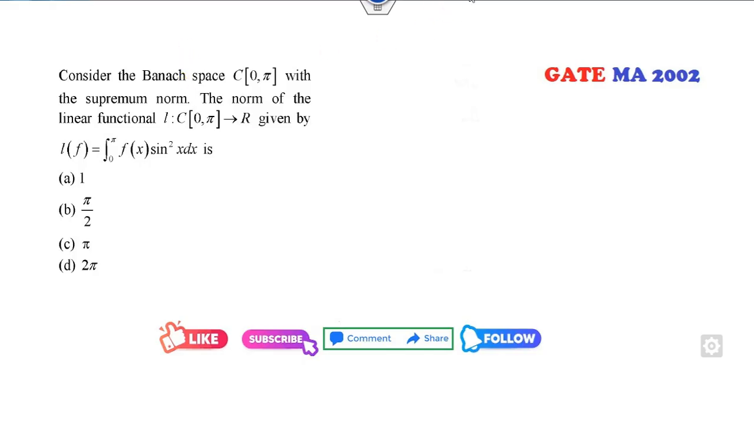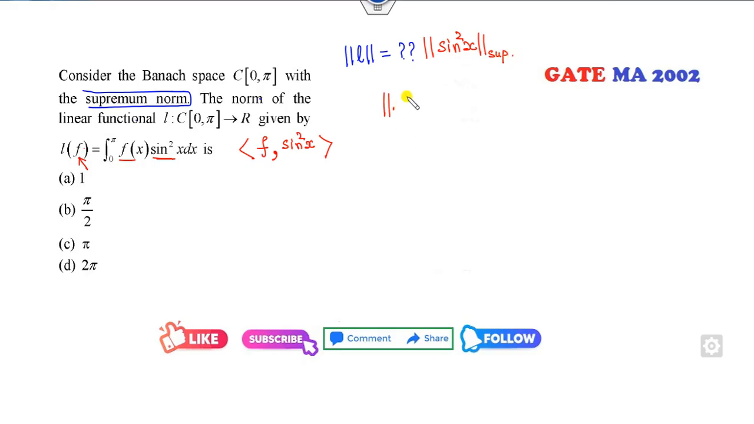Okay, consider the Banach space C of 0, 1 with the supremum norm. Fine. Then the norm of the linear functional L. So your target is to find this value. Can you write this L? It is defined on the f. So the first term is f. What is the other one? The coefficient of the f is sine square x. So it should be the norm of sine square x, and it is a supremum norm. Fine. So what is the norm of the supremum?